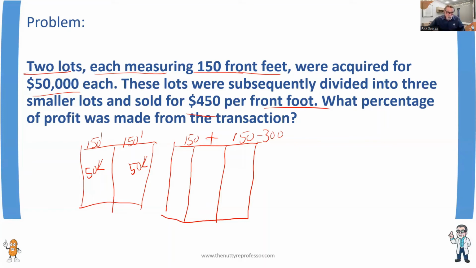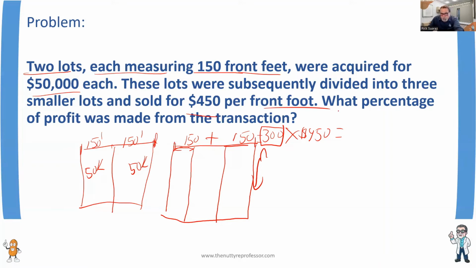Now it says they were sold for $450 per front foot, which means 300 feet. This is always your front foot. This is your front foot. We're not talking about this. We're talking about this from here to here. So again, this is 300 feet. So you've got 300 feet here too.